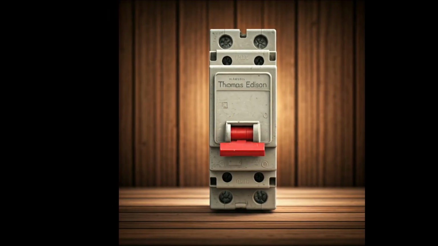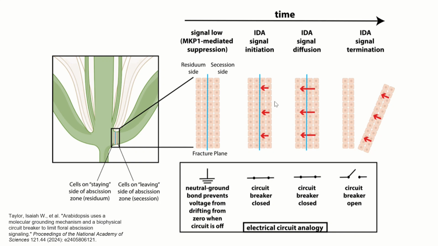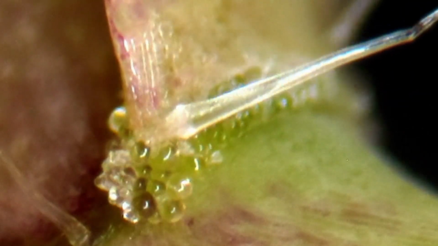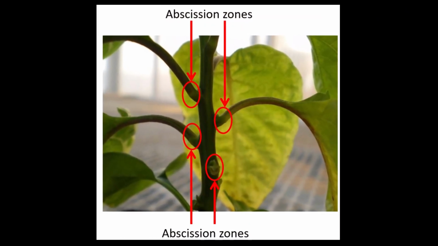Finally, the abscission signaling circuitry is terminated by a circuit breaker-like mechanism similar to the electrical circuit breaker invented by Thomas Edison in 1879. The initiating peptide signal is excreted from the leaving side of the abscission zone, so that once the leaf separates, the initiating signal is also separated from the plant. This ensures that the violent cellular processes associated with abscission are well localized to the intended area and do not cause harm to other parts of the plant.